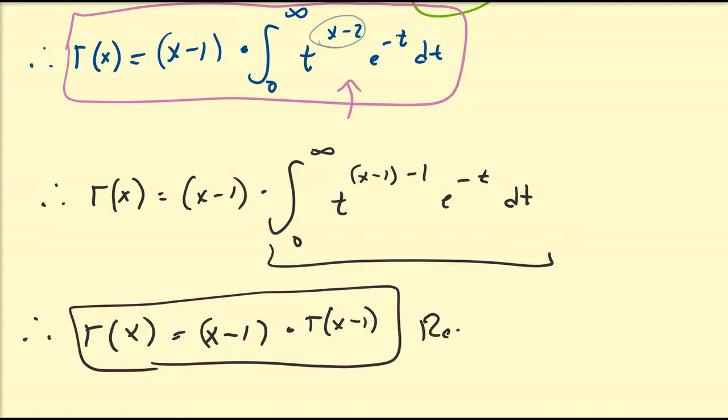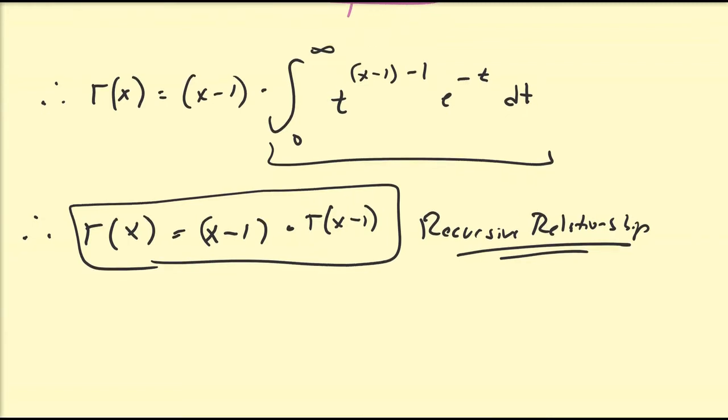So this is a recursive relationship for gamma. Or we can replace x with x plus 1 and get the more common form, namely gamma of x plus 1 is equal to x gamma of x.